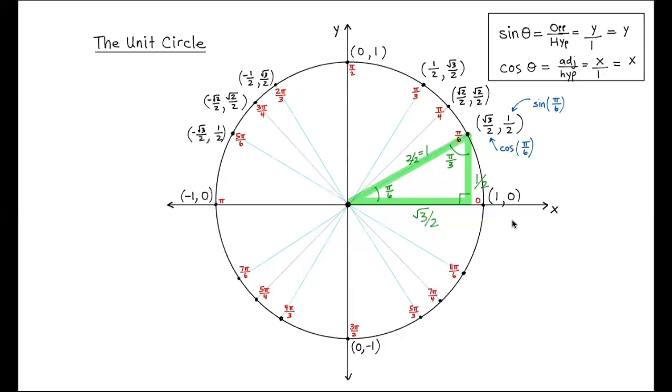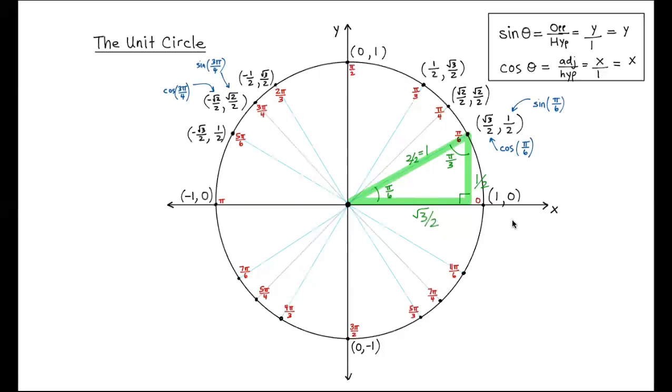And remember that we can use these to help us pick off the values for sine and cosine. For example, this here must be the cosine of 3 pi over 4, and this one here would have to be the sine of 3 pi over 4. So we can use this unit circle to help us find those values.